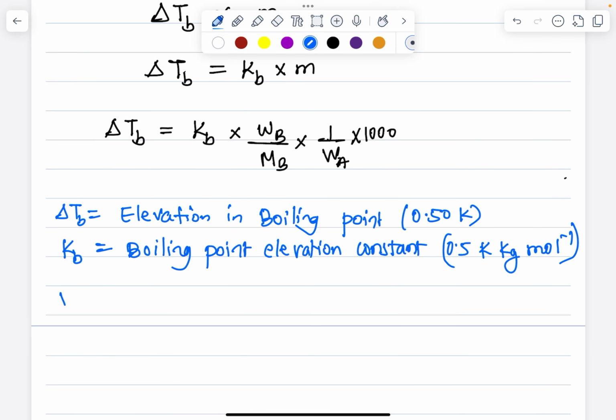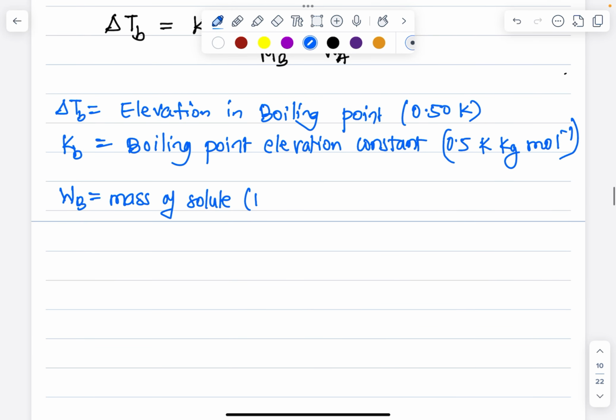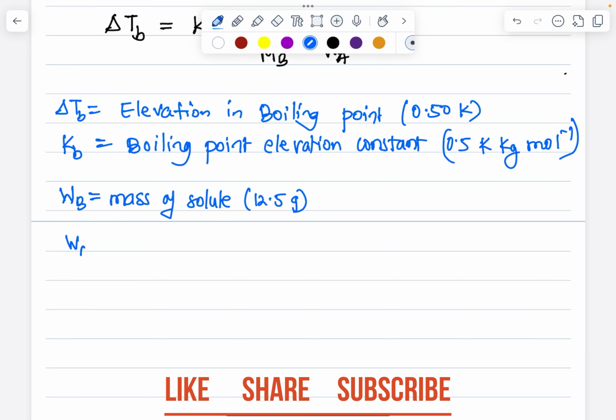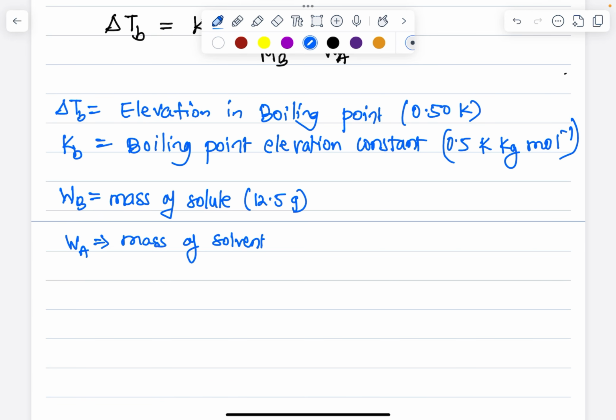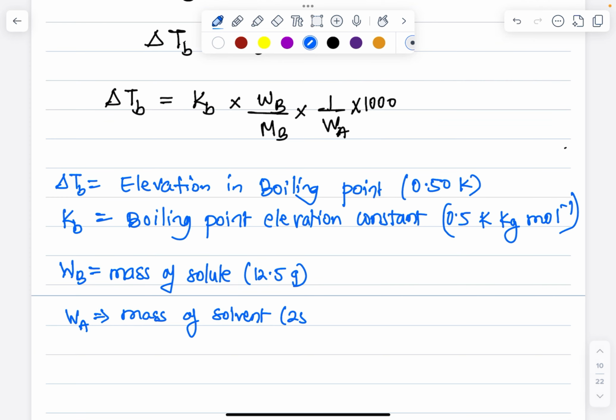Then Wb is the mass of solute. How much is that given? 12.5 gram. Wa is what? Mass of solvent. Mass of solvent is 250 gram water. This is 250 gram, right?